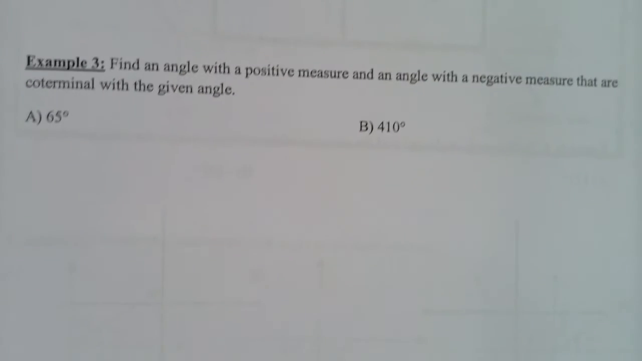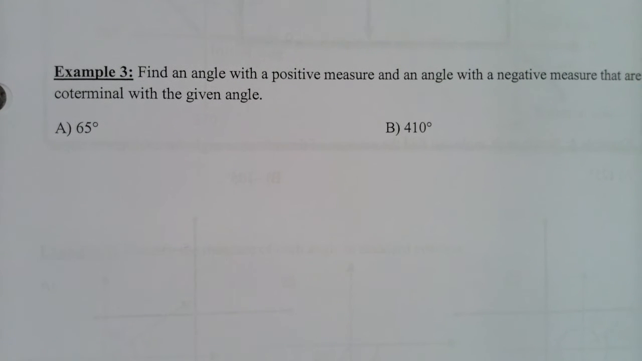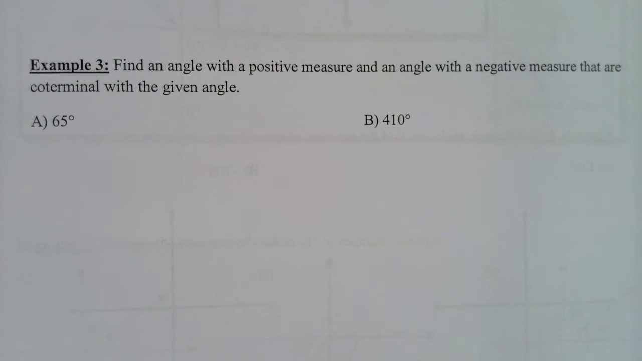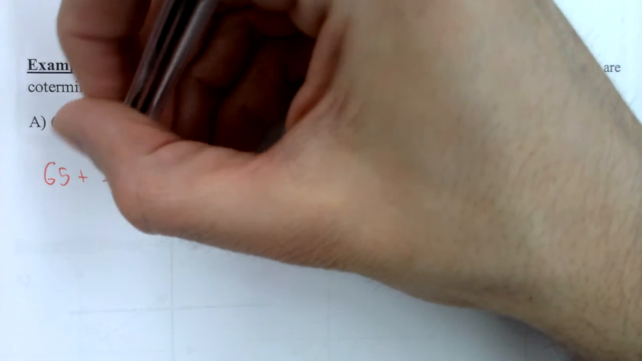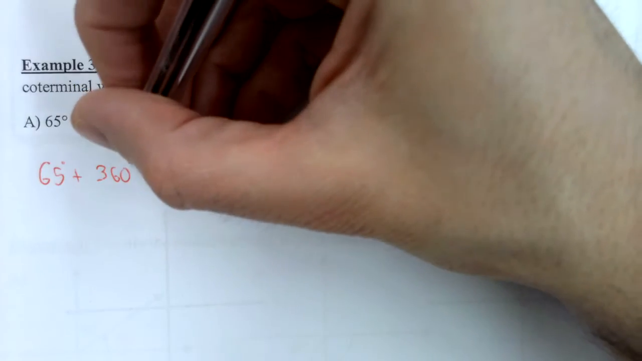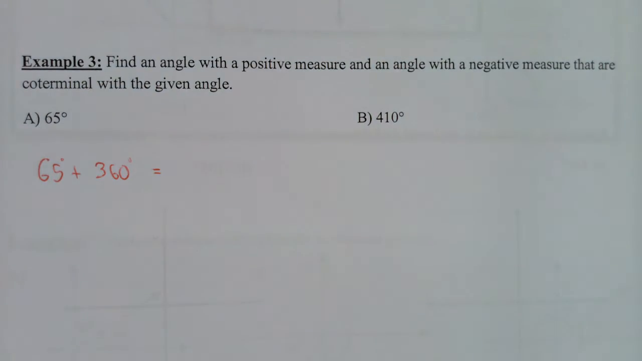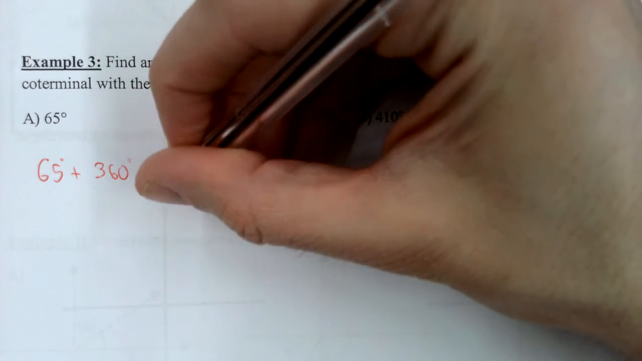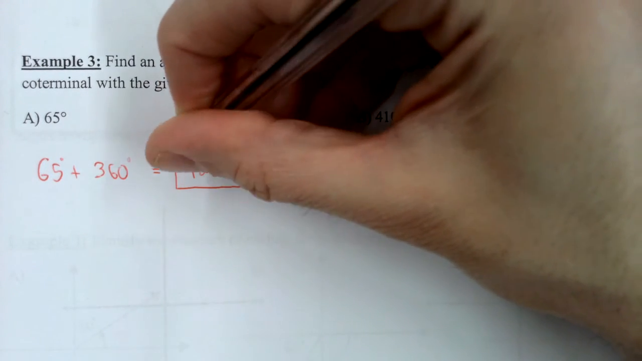So, example 3. Find an angle with a positive measure and an angle with a negative measure that are coterminal with the given angle, okay? So multiples of 360 are coterminal. So if I do 65 degrees plus 360, I get 425 degrees. So that's a positive coterminal angle.